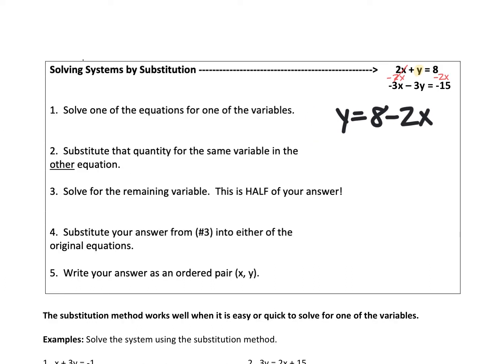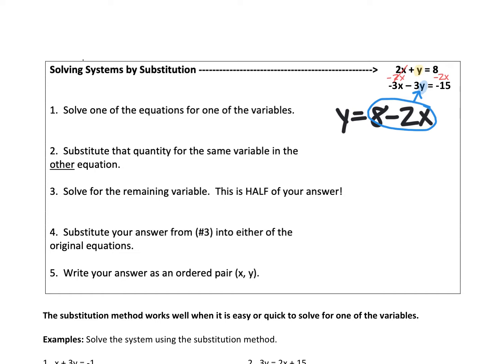Substitute that quantity for the same variable in the other equation. So I can take this and put it in which spot? It says y equals 8 minus 2x. So where can it go in the other equation? In this equation, it can go in the y spot. Do you see that? It's going to replace the y because they're equal to each other, because this is equal to y. It takes the y's spot here.